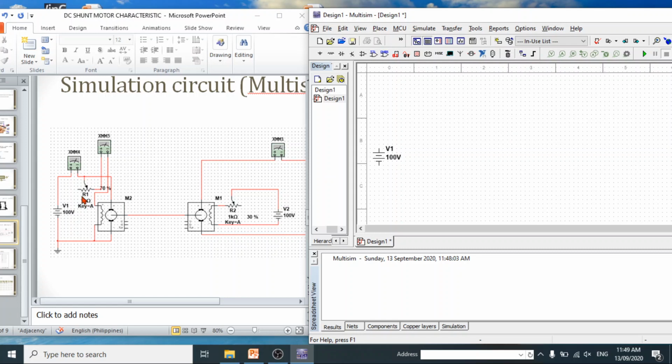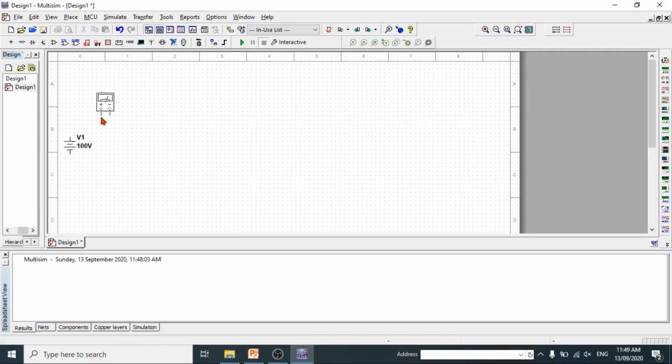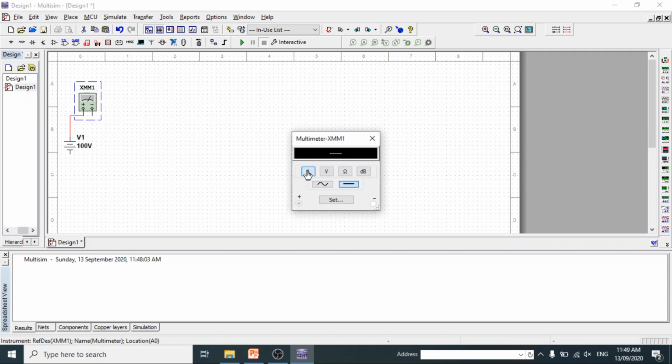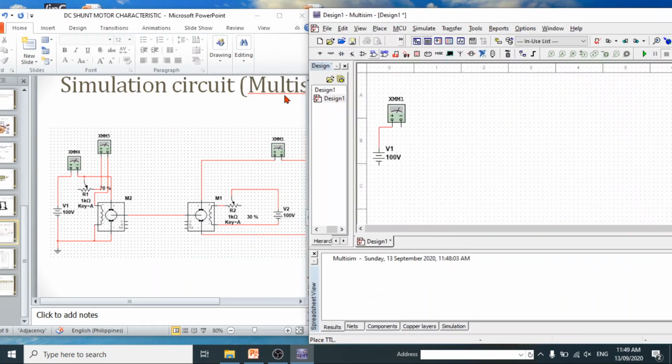Then the source voltage is connected to the ammeter. So we need to have the ammeter. This measures the line current drawn by the motor. Double click and make it an ammeter by clicking A, then close. The meter is connected to the parallel combination of the field and the armature.